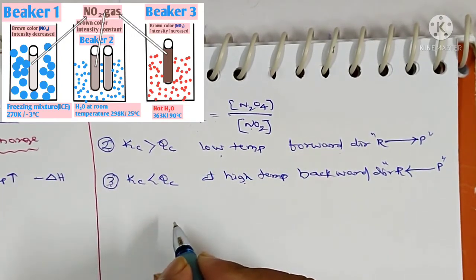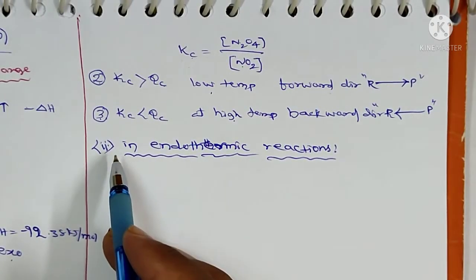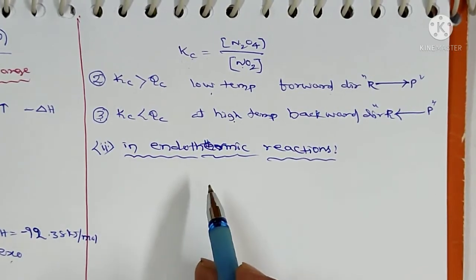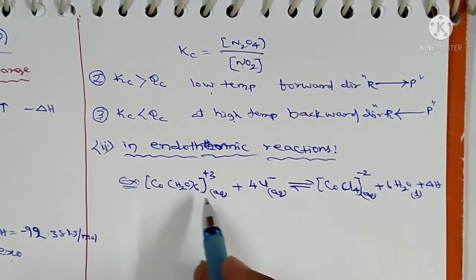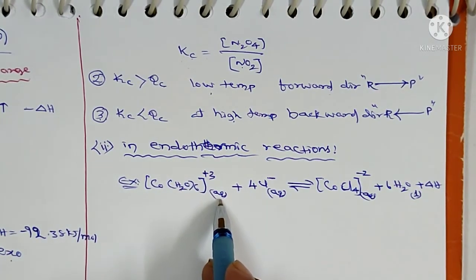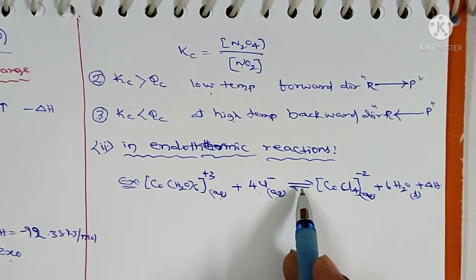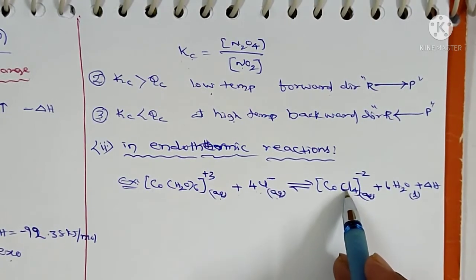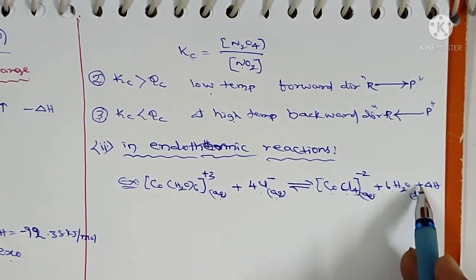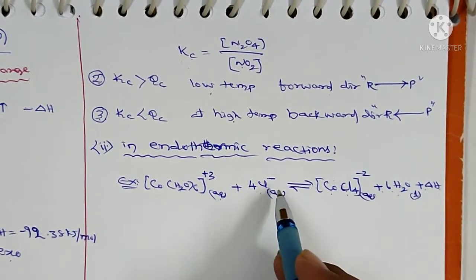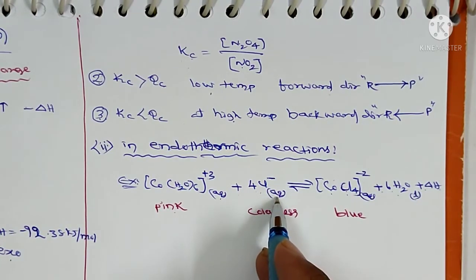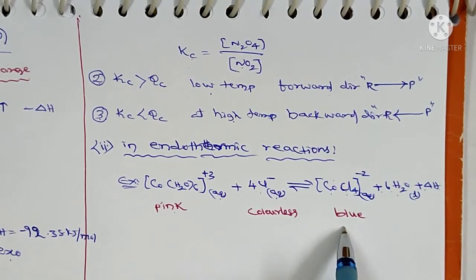Let us take endothermic reactions. What happens in endothermic reactions when we change the temperature? Let me take one example. Here it is an endothermic reaction. Hexa aqua cobalt 3 complex ion aqueous plus 4Cl minus aqueous in equilibrium with hexachloro cobaltate 2 complex ion aqueous plus 6H2O liquid plus delta H, means the delta H is positive, so it is an endothermic reaction. Here this complex is pink color, Cl minus in aqueous is colorless, and this complex is blue color.